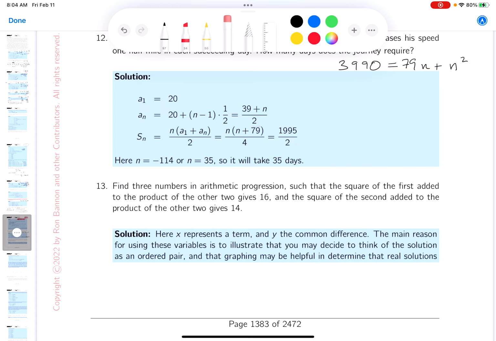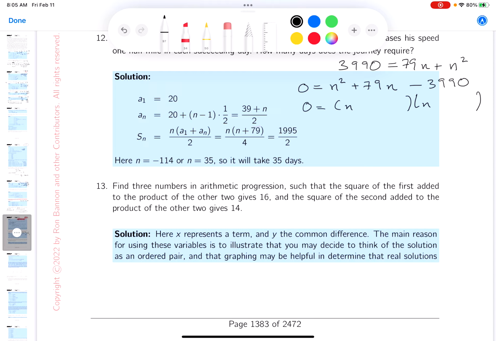I'd hate to use a quadratic formula on that. You could use completing the square if you like, but I like that trial method. 0 equals N squared plus 79N minus 3,990. By the way, N's got to be an integer. Right, there has to be a certain number of days to accomplish this.